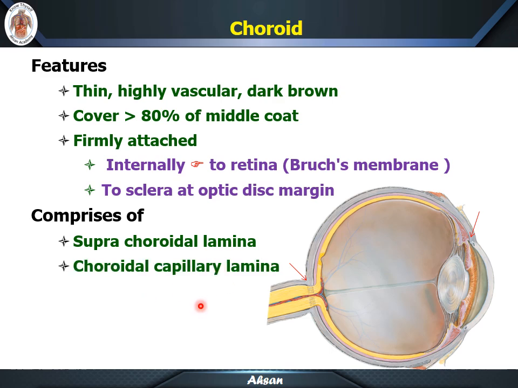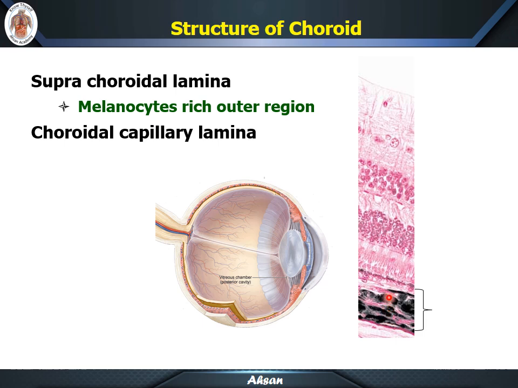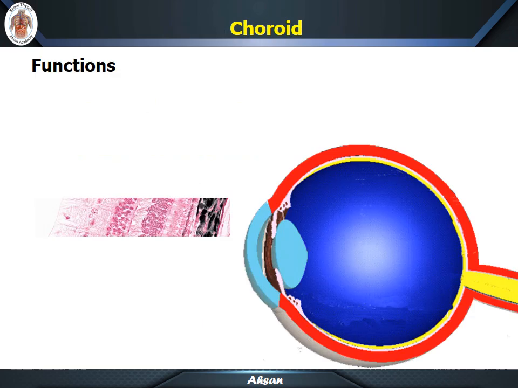This choroid comprises two layers, the suprachoroidal lamella and the capillary lamella. If you consider this one, this is the choroid and the outer part is the suprachoroidal lamella. You can see the darker cells here are rich in melanocytes, that is pigmented cells, and it is the thicker part of the choroid. The capillary lamella is inside, rich in microvasculature, and this is responsible for nutrition of the adjacent part.